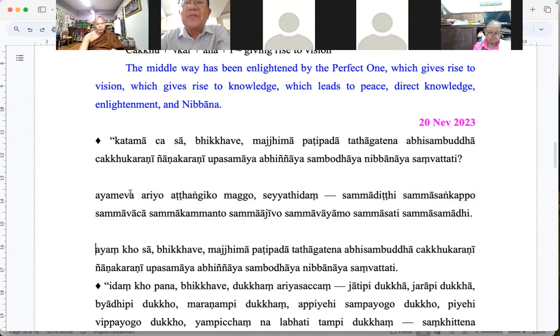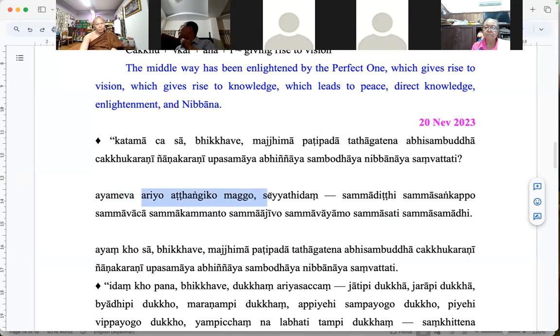So here: ayameva ariyo atthangiko maggo. Here eva means only that, just an emphasis on it. Ayam means this Majjhima Patipada. This Majjhima Patipada is not any other, only the Noble Eightfold Path. Now in this sentence, Ayam is the subject and Maggo is the subject complement.